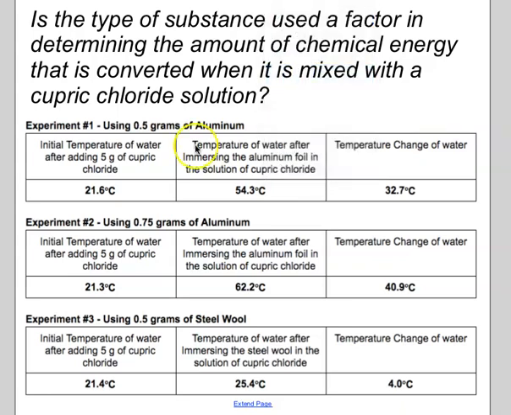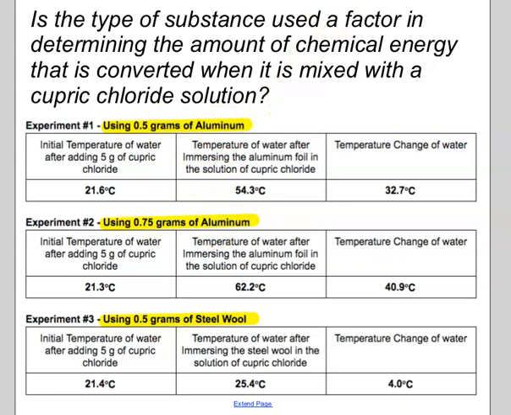Let me pull out a highlighter. We know in experiment 1, we use 0.5 grams of aluminum. In experiment 2, we use 0.75 grams of aluminum. And in experiment 3, we use 0.5 grams of steel wool. We did a practice test earlier in this unit, and we talked about how mass is a factor. When we did that, we figured out that we wanted to use the same substance. If we're going to change the mass, we want to make sure the substance is the same. Otherwise, we can't compare it.